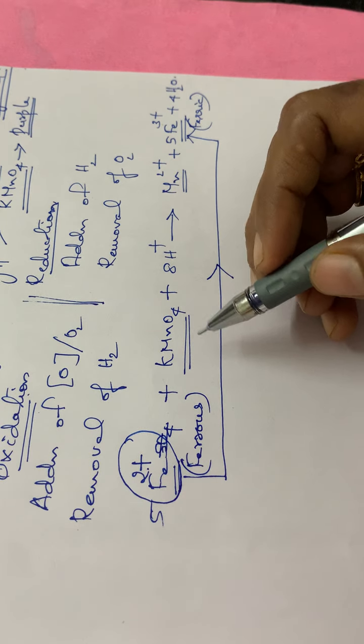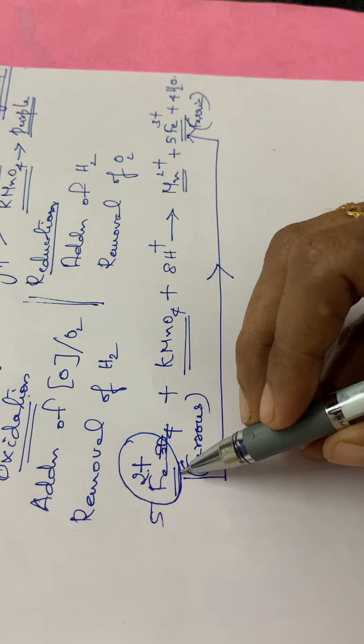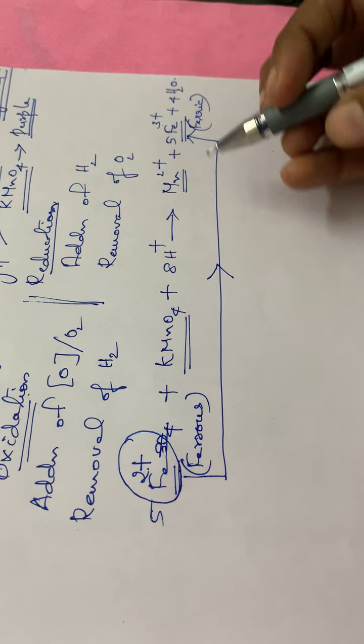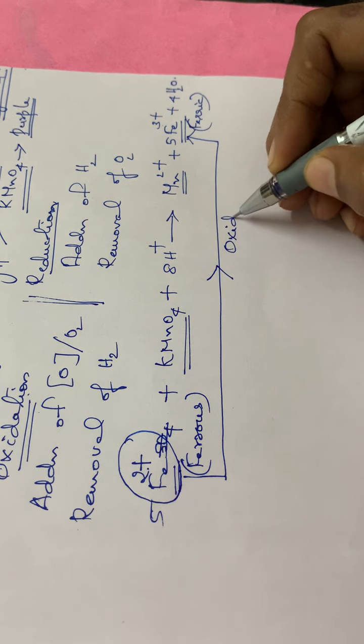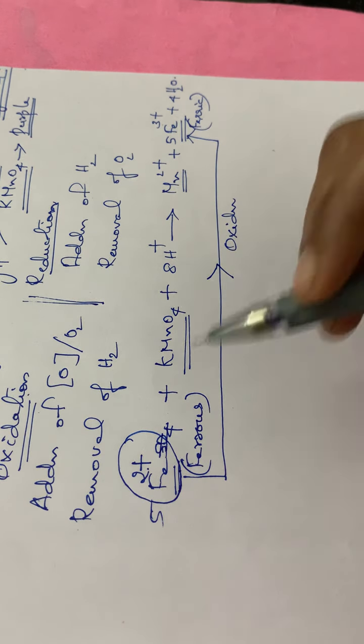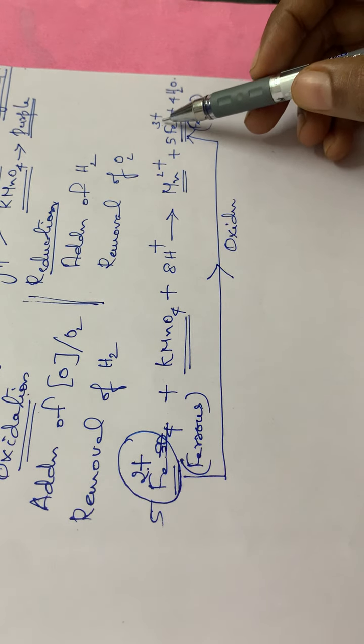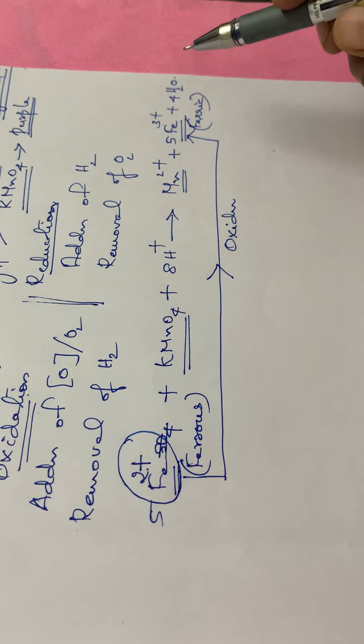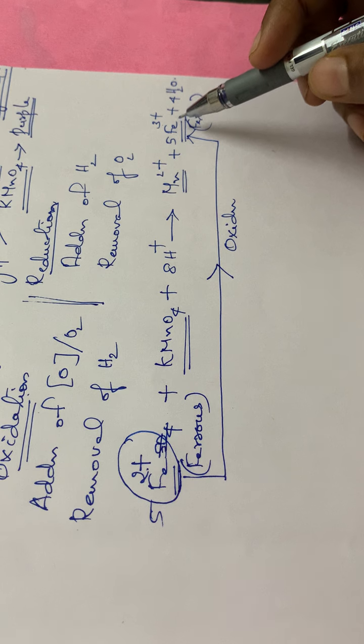And also see here, this Fe2 plus is oxidized to Fe3 plus. So this reaction is the oxidation reaction, with an increase in the oxidation state. So this Fe2 plus is oxidized to Fe3 plus.